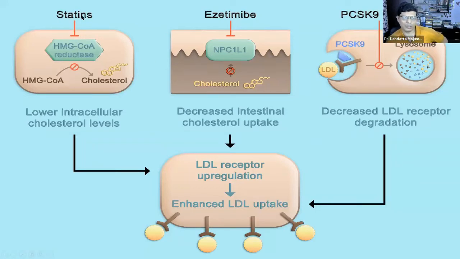So all drugs aimed at lowering LDL cholesterol, be it statin, be it ezetimibe, be it PCSK9, we'll speak of the others as well. What happens is, if you reduce cholesterol by varying means, the hepatocyte senses low intracellular cholesterol, and that upregulates the LDL receptor. This is the final common pathway. More LDL receptor upregulation, so more clearance of LDL from the hepatocyte.